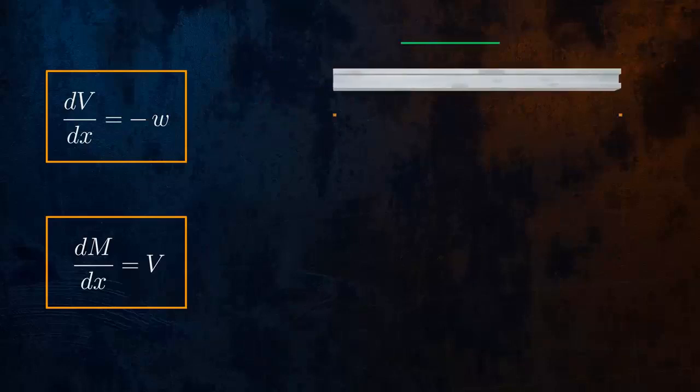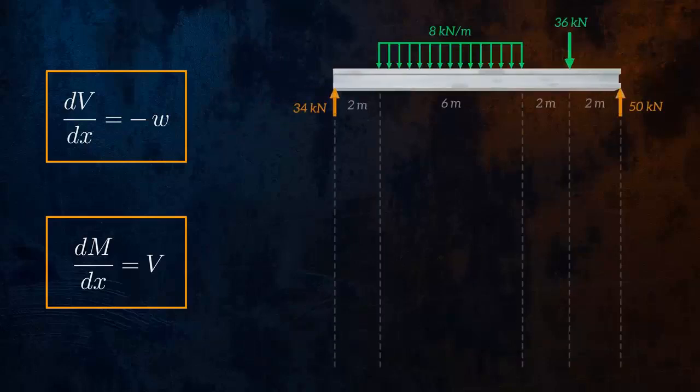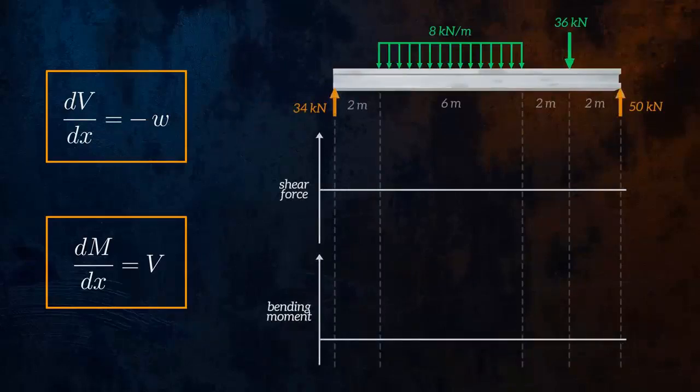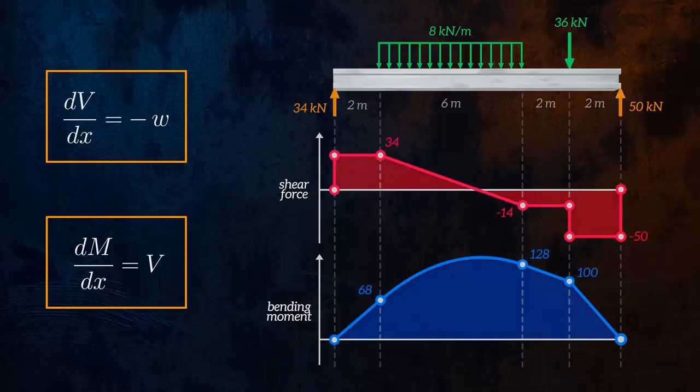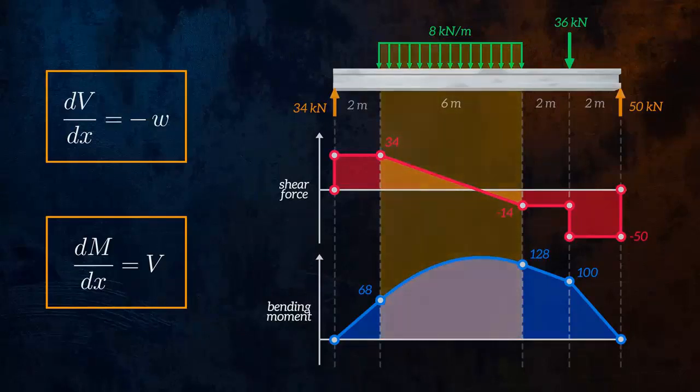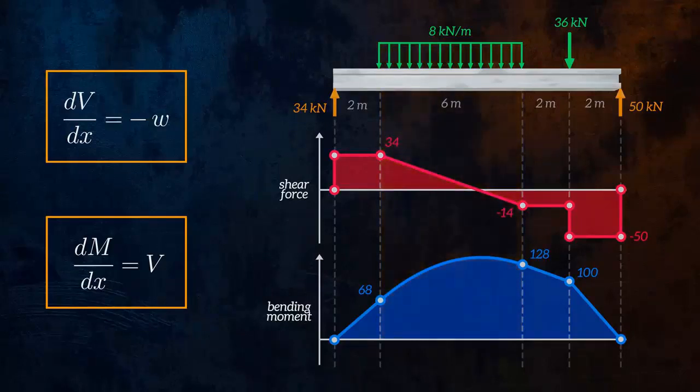This beam has an applied distributed force and a concentrated force. Let's quickly draw the shear force and bending moment diagrams. By using the free body diagram method, we can show that the bending moment curve for the section of the beam under the distributed force is defined by the quadratic equation negative 4x squared plus 34x plus 68.